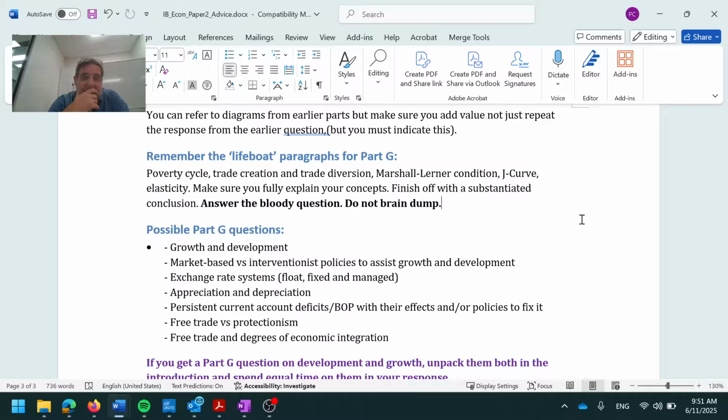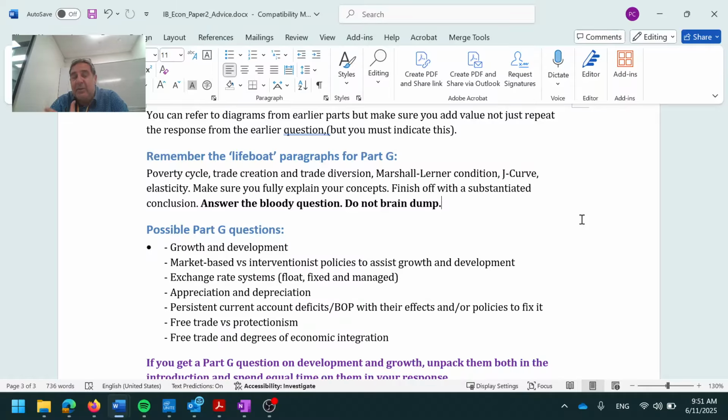Yep, so as I say there, finish off with a substantiated conclusion by answering the question, like you do in the IA. If you're assessing the effectiveness of a particular policy in Part G, quickly outline the plus and minuses, but reach a judgment and explain to the examiner which of those arguments you made in the essay is the reason why you've concluded the way you've concluded. So again, answer the bloody question.